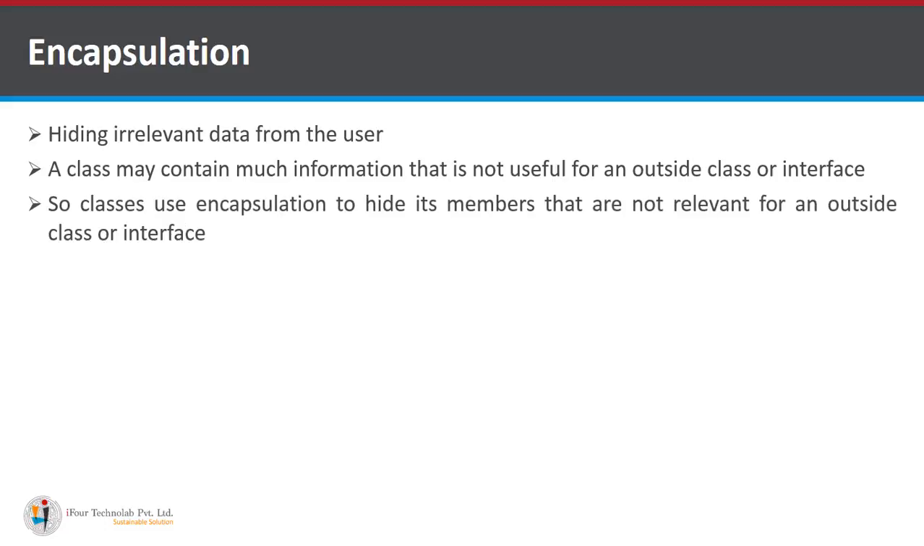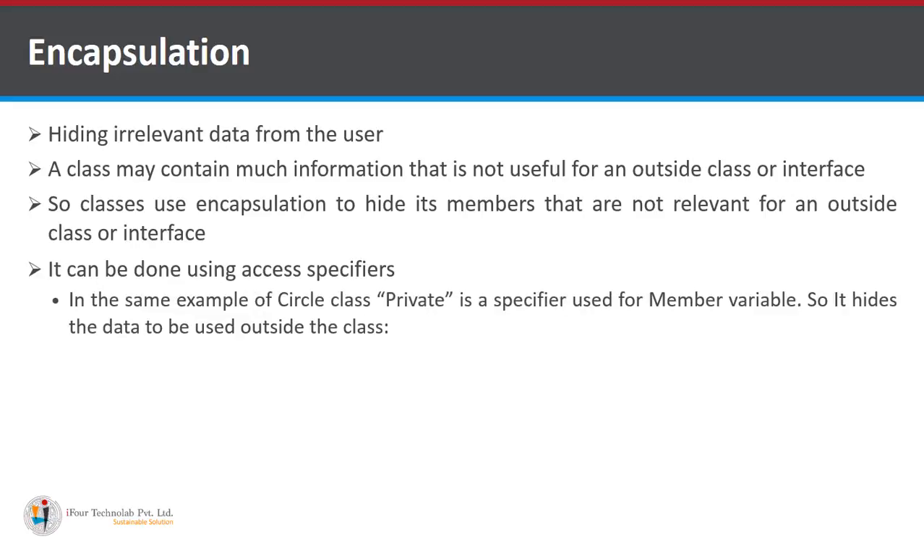So how can encapsulation be used? By using access modifiers. In our previous example, the Circle class has a private access modifier for the member variable _radius. So this cannot be accessed outside the class.